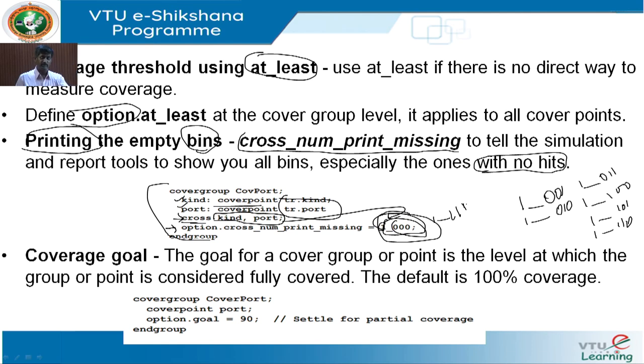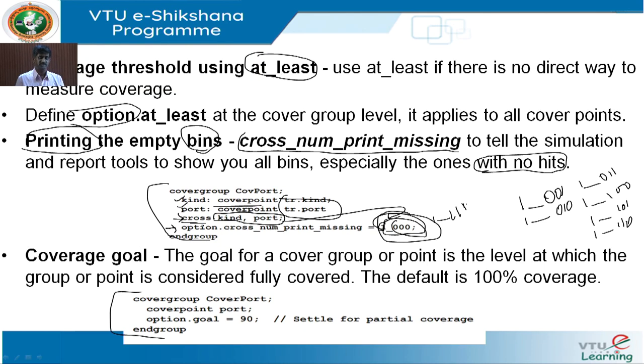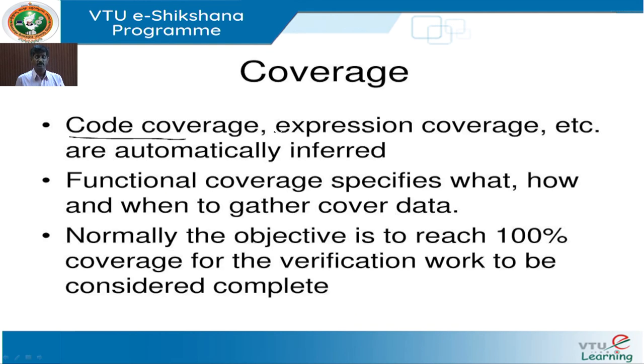Coverage goal: the goal for a covergroup or a coverpoint is the level at which the group or point is considered to be fully covered. The default is 100% coverage, which can be changed also. So in the covergroup, coverpoint port, option.goal will be equal to 90, to settle for partial coverage, and we end the groups. This is the simplest coverage goal to be considered under coverage values. What we need to look at in coverage, we simply declared it; we look at code coverage, expression coverage, etc., which is automatically inferred also.